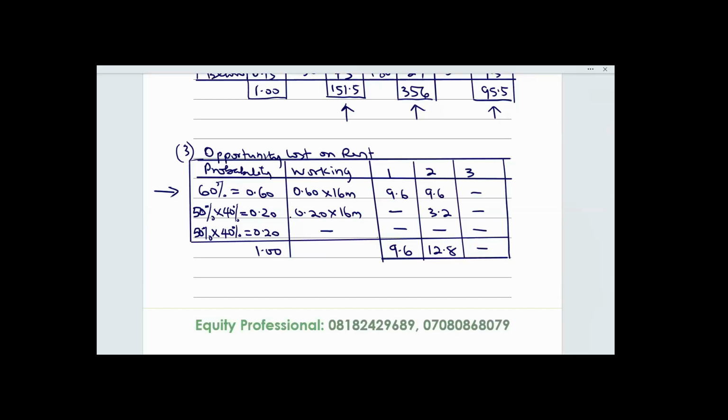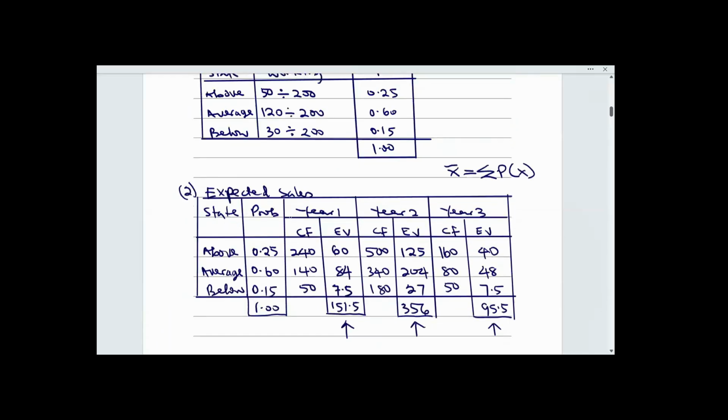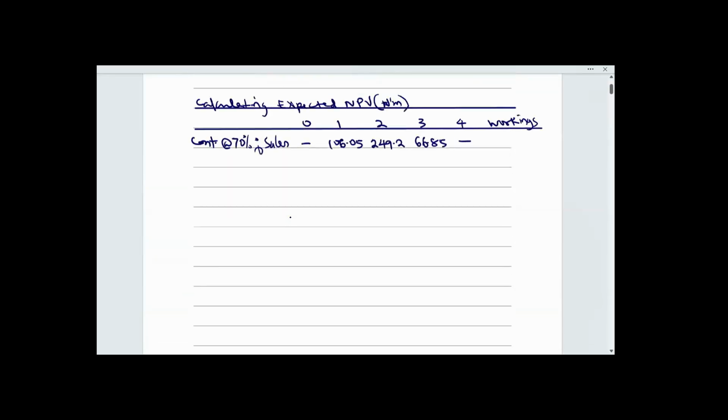All right, so let's go and post. Opportunity costs. The first year is 9.6, it's a cash outflow, then 12.8. That's working number 3. Then we go back to the question.